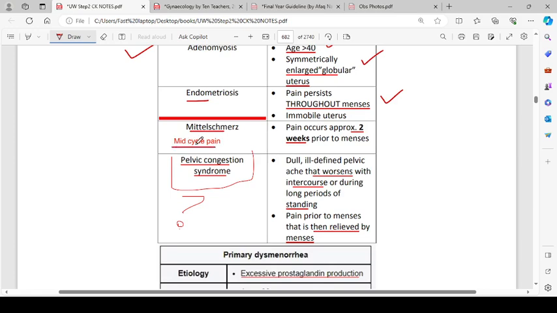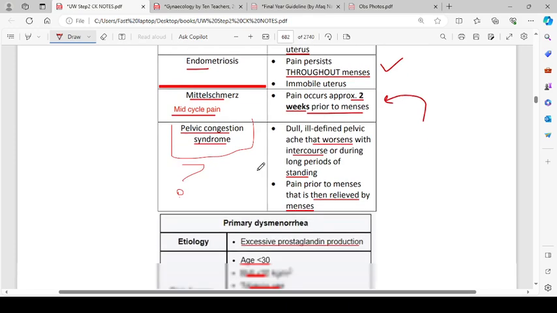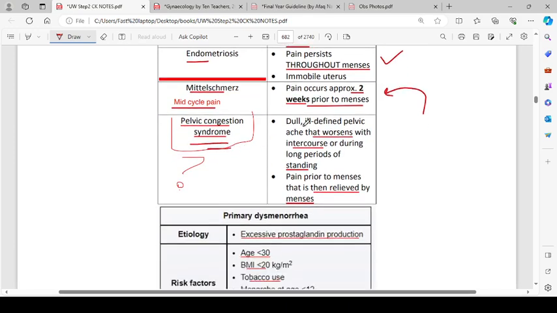Mittelschmerz: mid-cycle pains. Pain occurs approximately 2 weeks prior to the menses. And pelvic congestion syndrome: dull, ill-defined pelvic ache that worsens with intercourse or during long periods of standing. Pain prior to menses that is then relieved by menses.